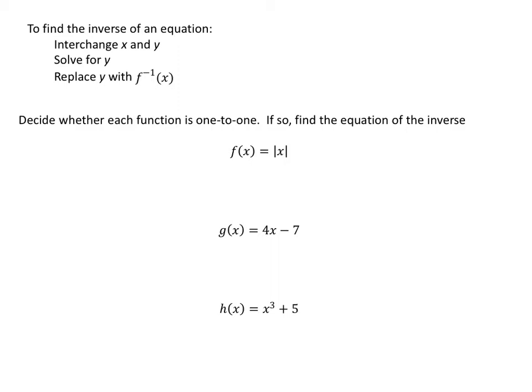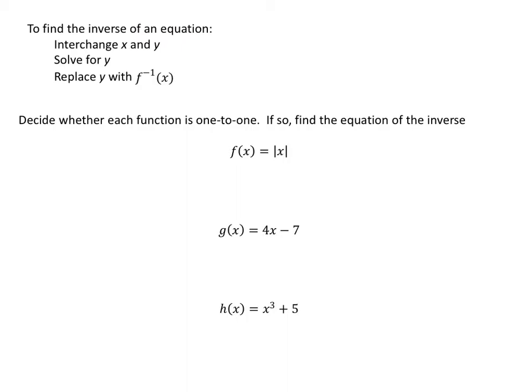We're going to continue the lesson on inverse functions by actually determining the equation of the inverse of a particular function. It's actually pretty simple. You switch the x and y's in the equation, you solve for y, and then you call it f inverse of x. So our first task: decide whether the function is 1 to 1. If so, find the equation of the inverse. Of course, we have to look and see if it's a 1 to 1 function.